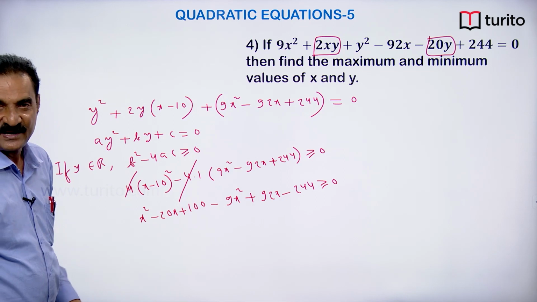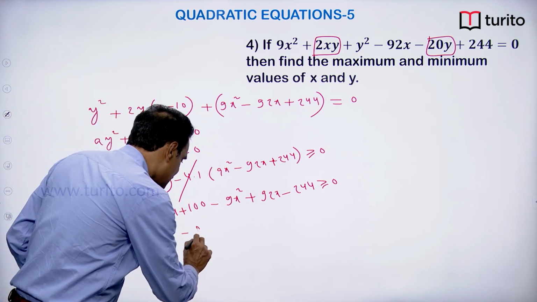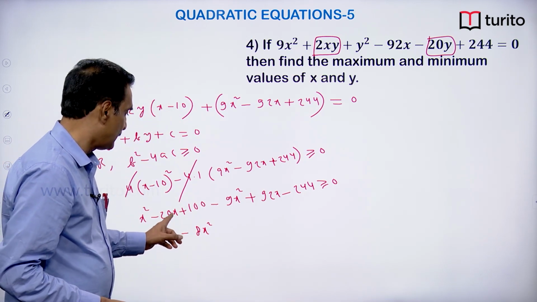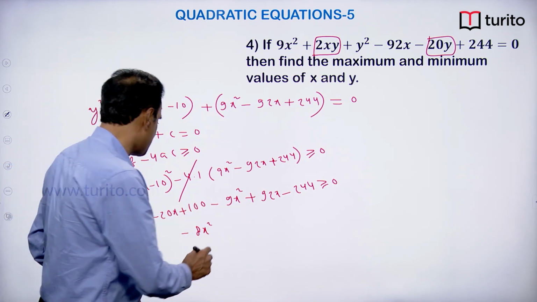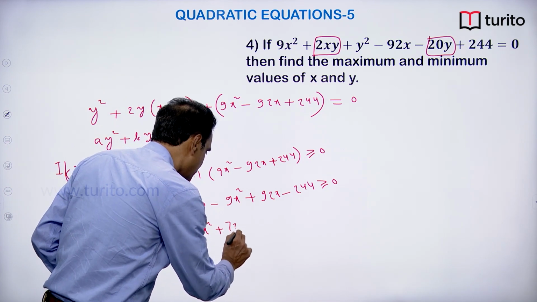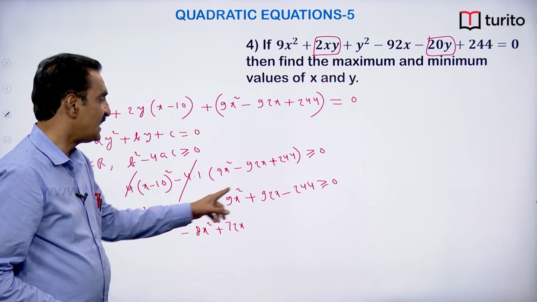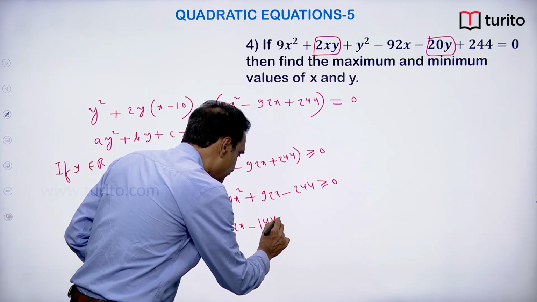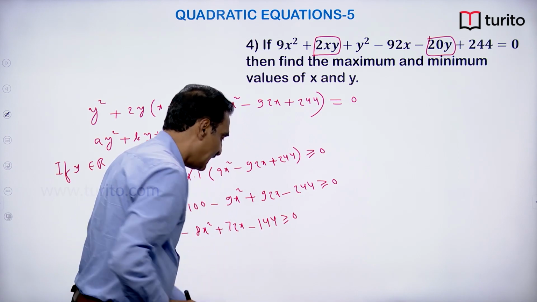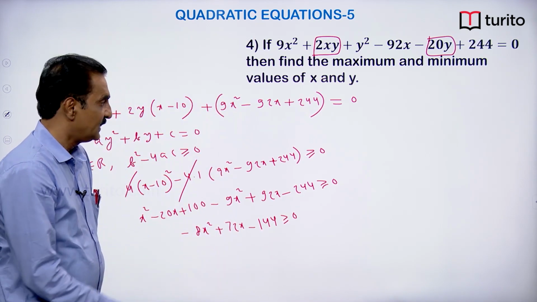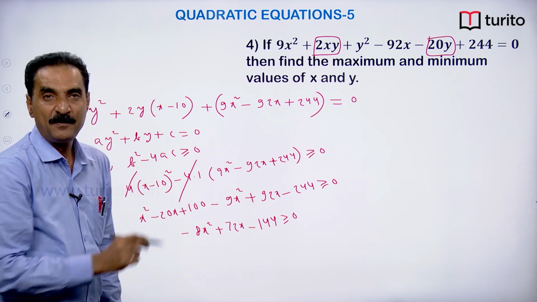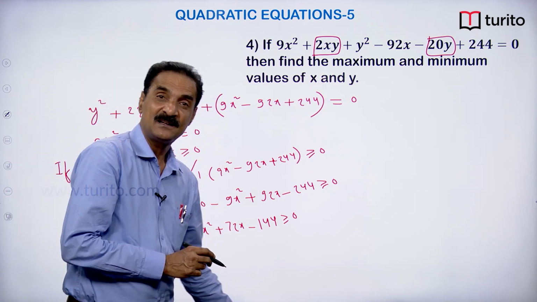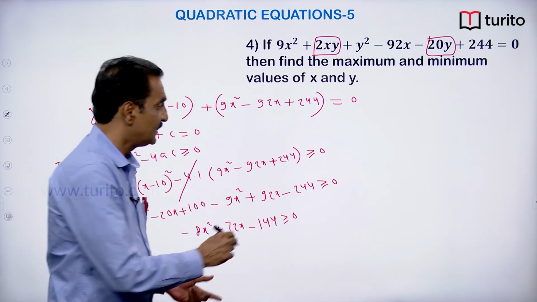X square minus 9x square is minus 8x square. Next, minus 20x plus 92x is plus 72x. 100 minus 244 is minus 144. Should be greater than or equal to 0. Now, you can divide by common factor minus 8. Whenever you divide by negative number, inequality will change. So, what will you get?